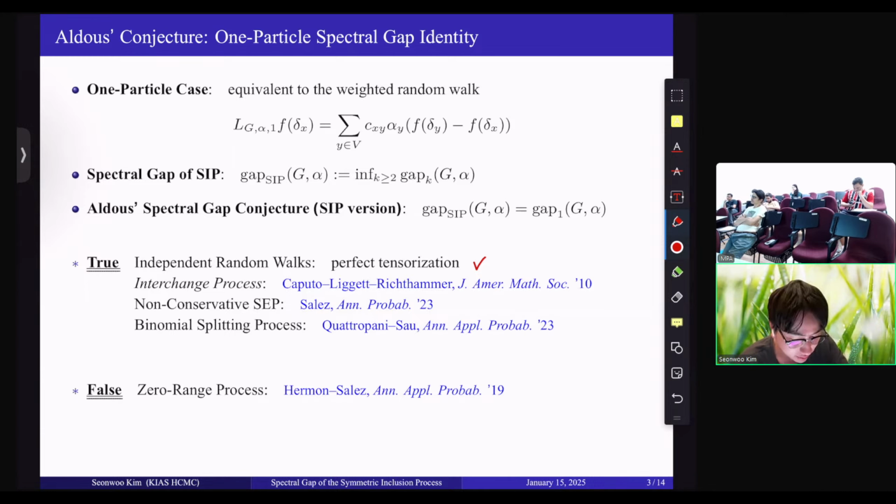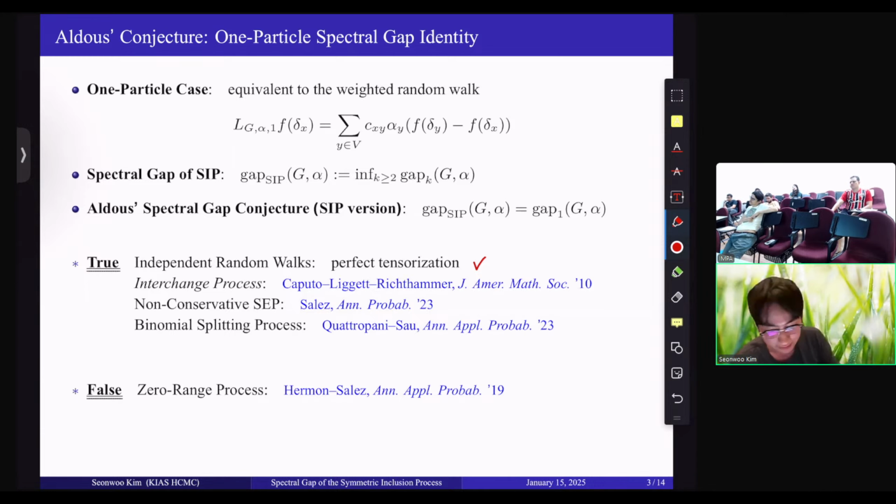And then the second model, called the interchange process, which I wrote in italics, is exactly the original model for which David Aldous gave the spectral gap conjecture. This is the random process in the space of permutations of n labeled particles. As I remember, David Aldous gave this conjecture through some communication with Persi Diaconis in the 90s. And then after some suboptimal results regarding geometry, in 2009, I think, the full proof of the most general case was given by Caputo, Liggett, and Richthammer.